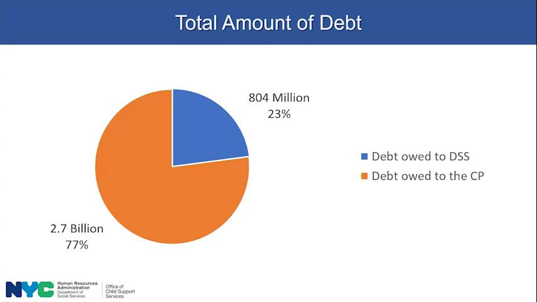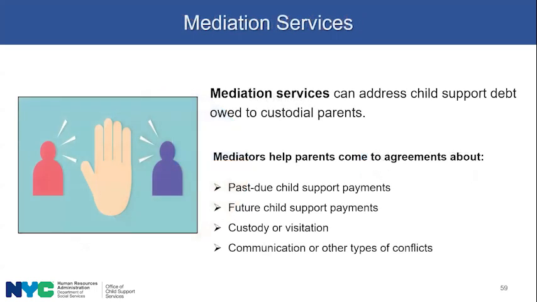We can't say to Mr. Jones, "Oh, you have a child support case with Miss Smith and you owe her $60,000. Well, we're going to forgive that." We can't do that because the money's not owed to us. It's not owed to the government. It's owed to Miss Smith. So mediation is the approach that we have. Next slide. And mediation services can address child support debt as well as other topics.